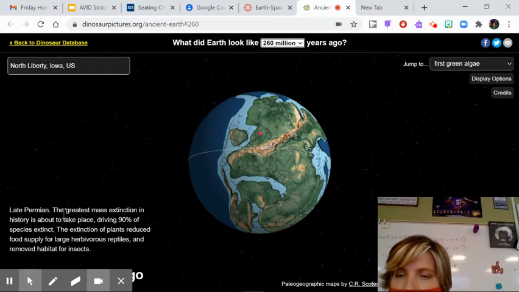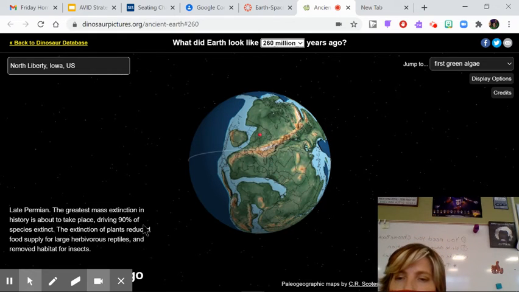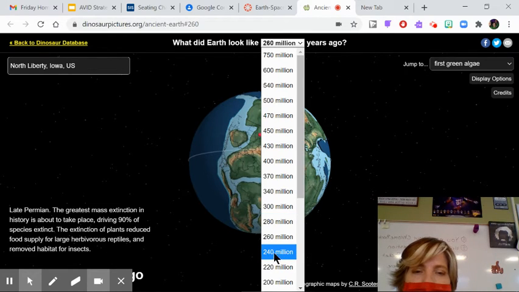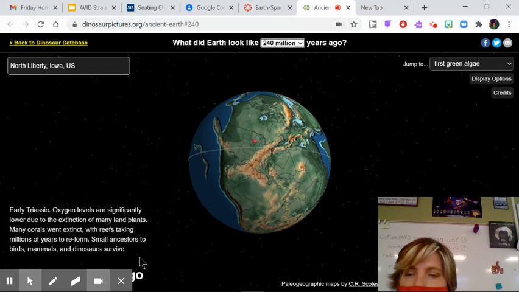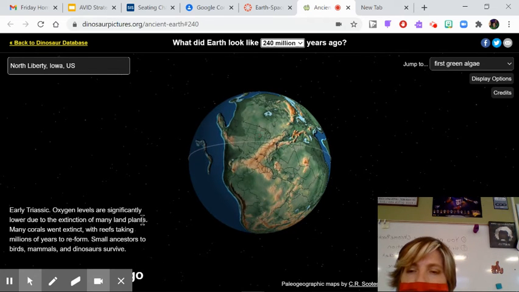260, late Permian. The greatest mass extinction in the history is about to take place, driving 90% of the species on our planet extinct. Look, we have another massive continent right here. Extinction of plants reduced the food supply for large herbivore reptiles and removed habitats for insects. Okay, that's bad. Let's go ahead and see what happens in the next. Early Triassic, oxygen levels are significantly lower due to the extinction of many land plants. Okay, many corals went extinct, with reefs taking millions of years to reform. Small ancestors to birds, mammals, and dinosaurs survived.